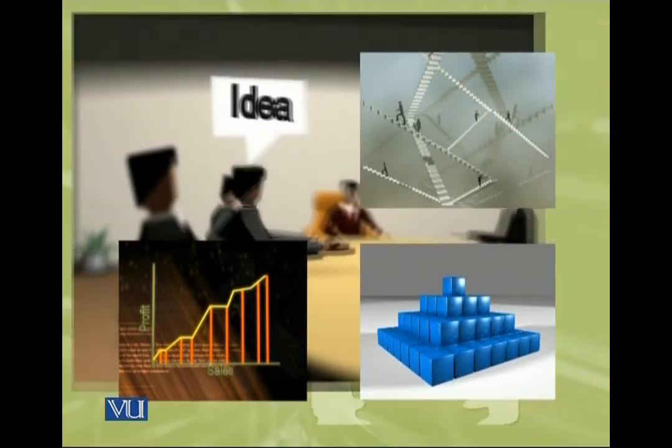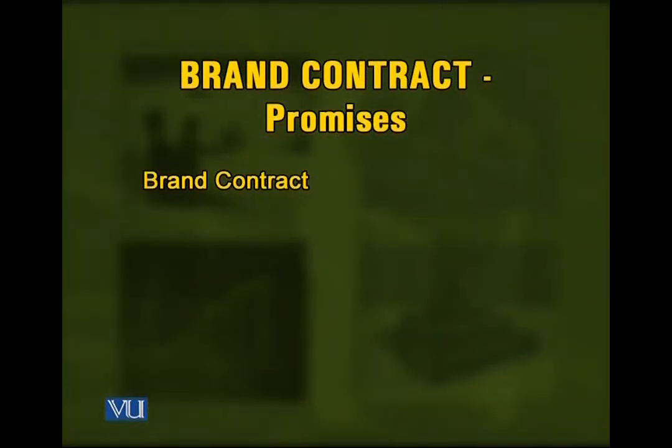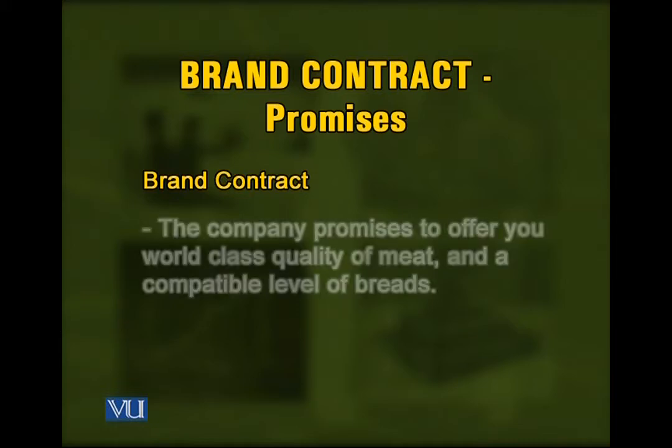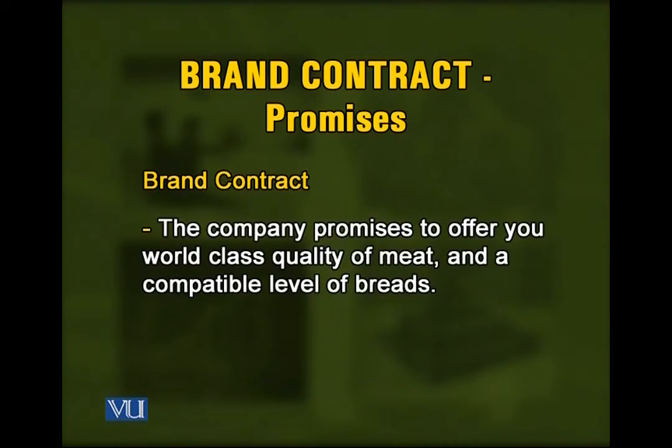Okay, let's take a look at the screen and we talk about the brand contract point by point. Let us assume that all of us, you and I, are part of this company and have developed this contract. The company is saying, we promise to offer you, meaning the company is talking with the consumers or the customers. It promises to offer you world-class quality of meat and a compatible level of breads. Company is selling sandwiches. The major ingredients are the meats and the breads. Of course, they also have other condiments, which also take on a lot of significance.